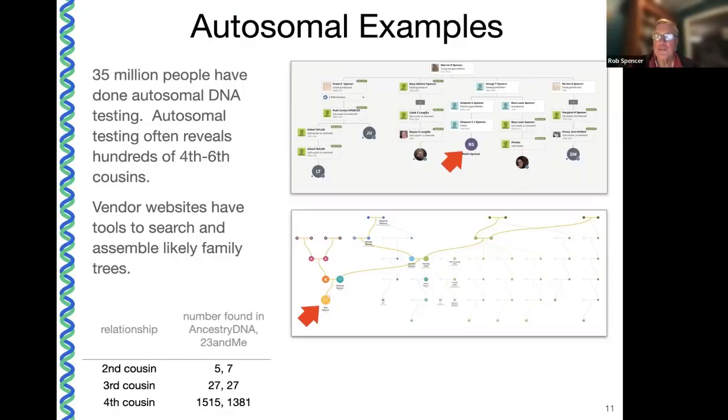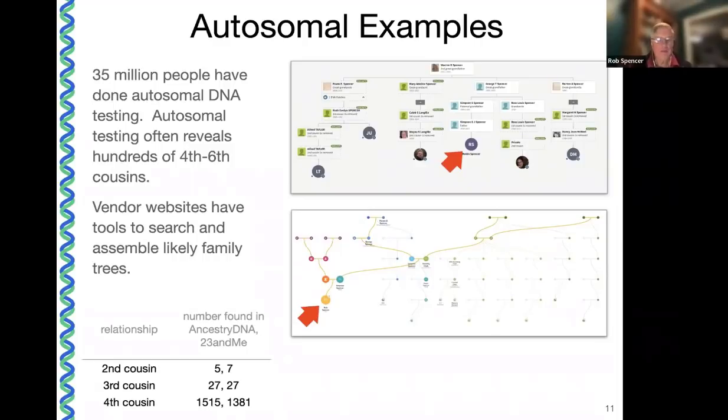Here are two snapshots for myself. This is the one we can all get into without a password problem, which is our own data. And I'm the little blob shown there with the red arrow in both cases. Because I've put in a fair bit of the paper tree that I know, these websites, one is 23andMe and one is Ancestry DNA, are able to connect that with other people's trees and assemble a tree for me.